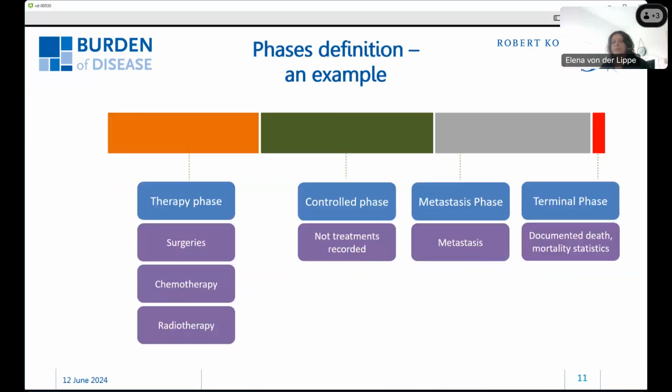The cancer phases, the severity distributions from the Global Burden of Disease, are mostly divided into 4 phases. Generally speaking, we have a therapy phase where some therapies or surgeries are taking place. Then we have the controlled phase where no treatments are recorded for the period. We have the metastasis phase, which is usually available through the information in the ICD codes, and the terminal phase, which is tracked from the date of death and assigned as terminal.